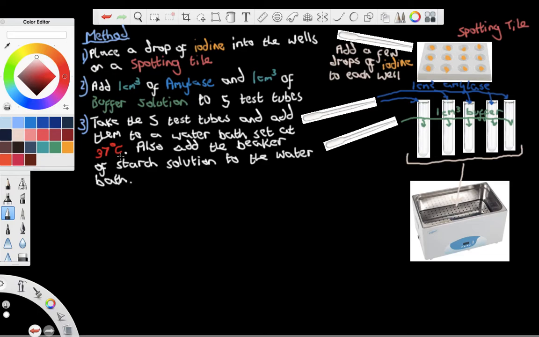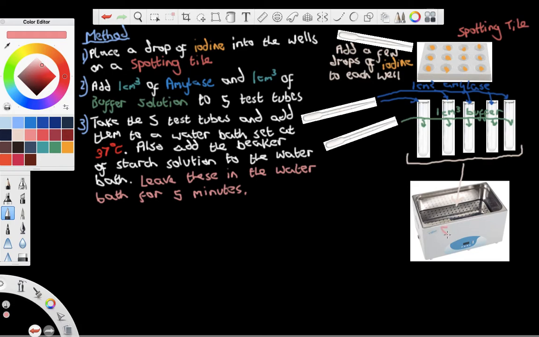Okay. Once you've added your test tubes and your starch solution, you're going to leave them in the water bath for 5 minutes. So leave these in the water bath for 5 minutes. Okay, so you're going to leave them in the water bath for 5 minutes.